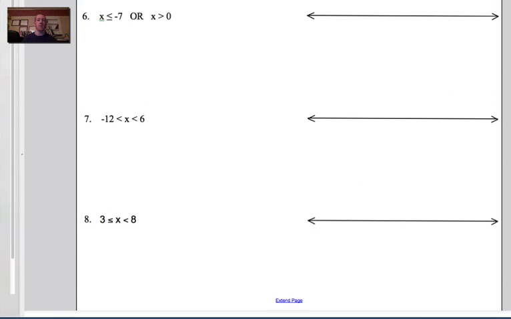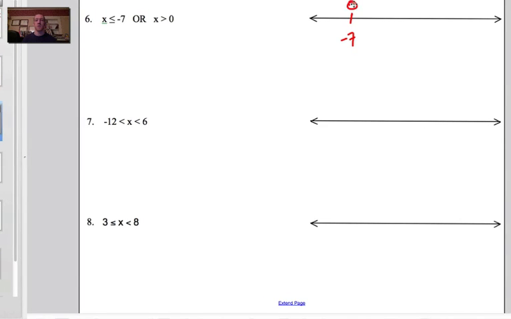Now if we have x is less than or equal to negative 7 or x is greater than 0, that's our graph. All these numbers over here and these numbers here satisfy this or that. This is another way of writing a compound inequality.